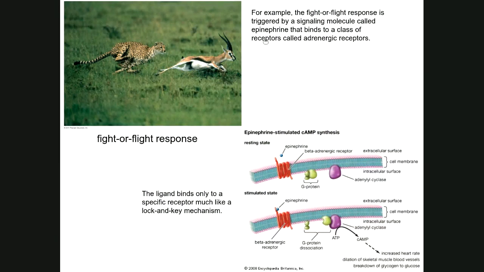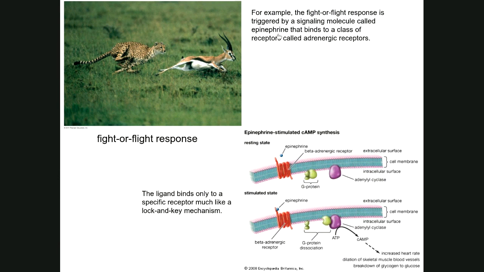So if you look here, fight or flight response in the top. Fight or flight response is triggered by a signaling molecule called epinephrine. So epinephrine's a ligand. If you ever take, like I said, a physiology course or an endocrinology course, you'll find that epinephrine can be a neurotransmitter used by the nervous system, or it could be a hormone used by the endocrine system. You may have heard of EpiPens. Most people know this, but the epi comes from epinephrine. Epinephrine is more popularly known as adrenaline.